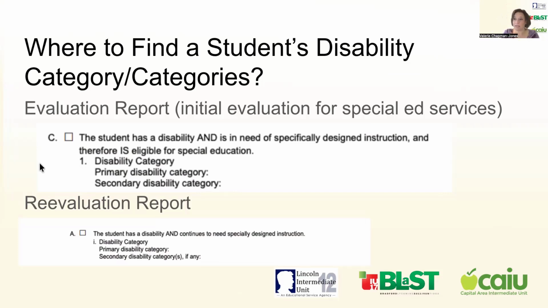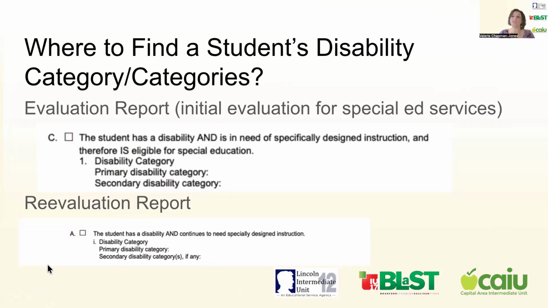The student's disability category or categories is also listed in the reevaluation report, which will occur every 2 or 3 years, depending on the student's disability category. And you will see that little box next to the A being checked, and it says the student has a disability and continues to need specially designed instruction. And once again, it lists the disability category, and the primary disability category will be filled in, and any secondary or additional categories will also be listed there.